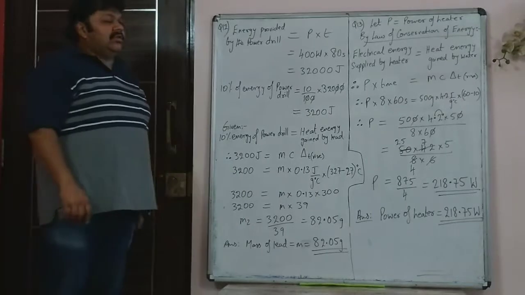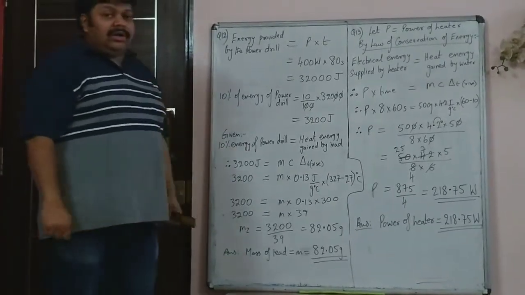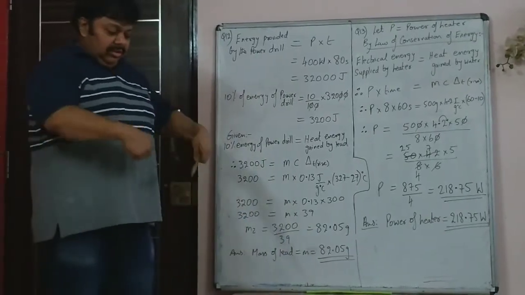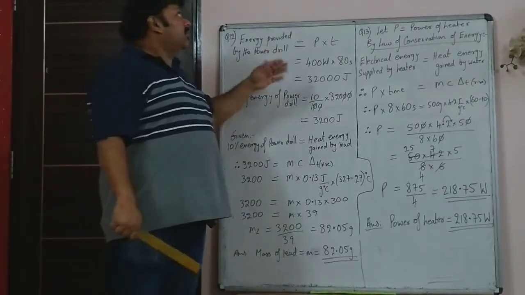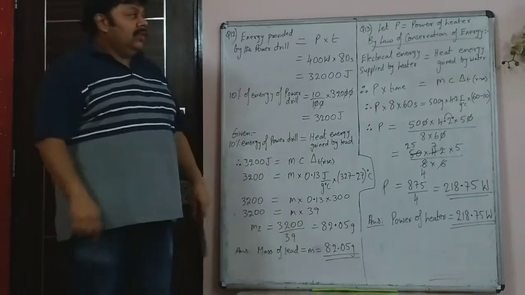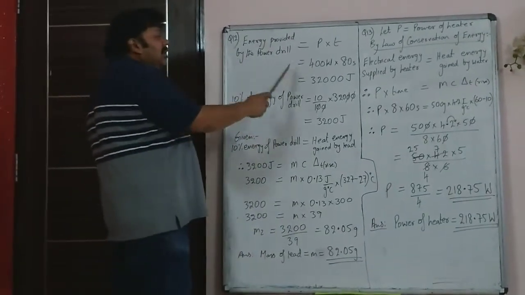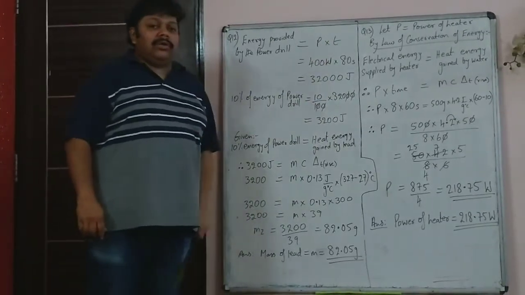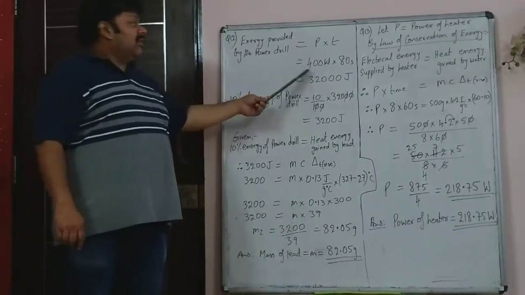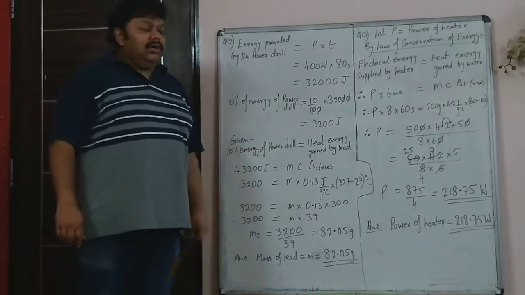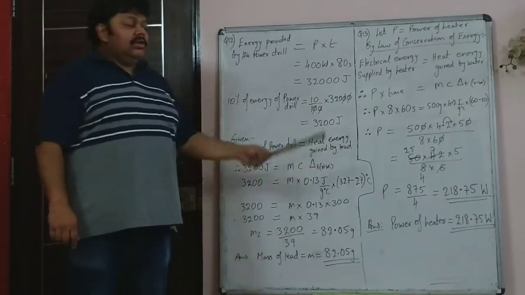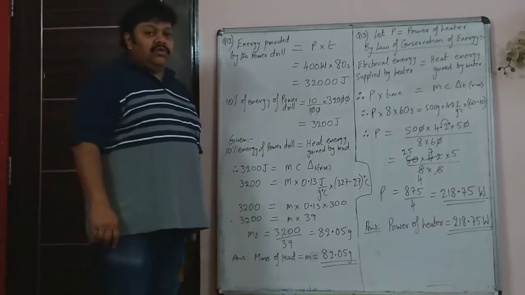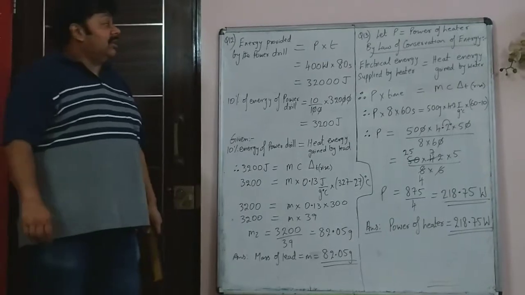So now in the 12th sum, you have a powered drill. You know what a drill is used for. It is used for making holes either on the road, or it can even be used to drill nails and all on the wall. The energy provided by the power drill we can find using the formula power into time. Why this formula? Because you're given the power is 400 watt and it is used for 80 seconds. So directly you will find power into time, that is 32,000 joule is the energy provided by the power drill in 80 seconds.